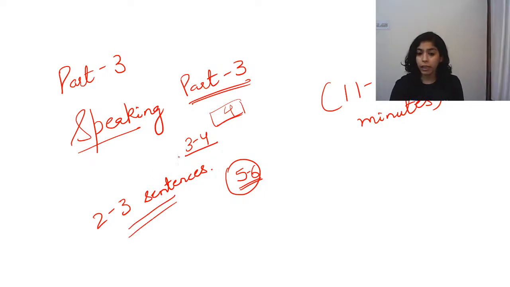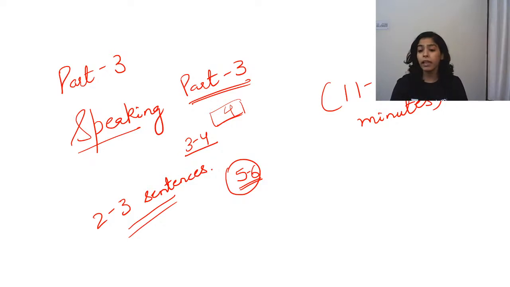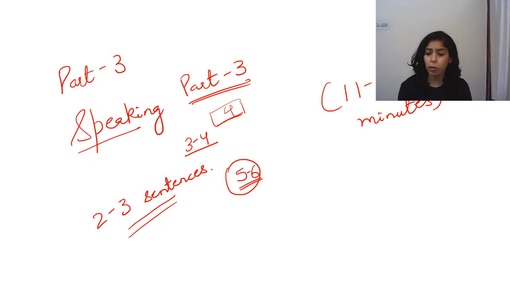Part 2 is basically the cue card, and whatever topic has been asked in the cue card, the questions will be related to that topic only. Let's say they have asked you about a place you visited with pleasant weather. Okay, a place with pleasant weather or pleasant climate. So you can actually talk about some hill station, you can talk about Shimla, you can talk about Manali.